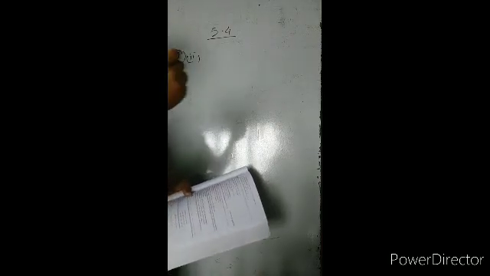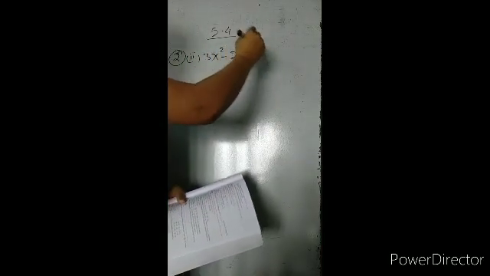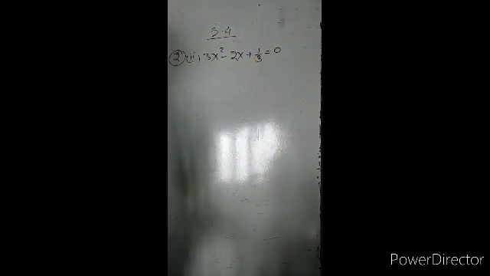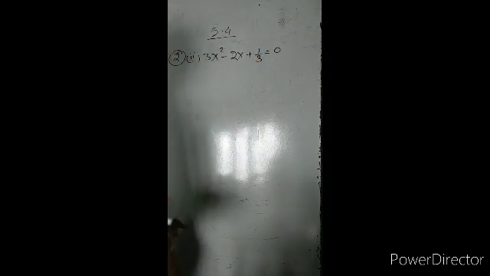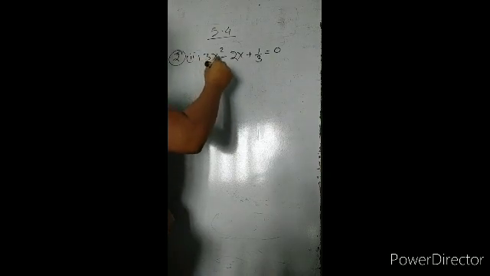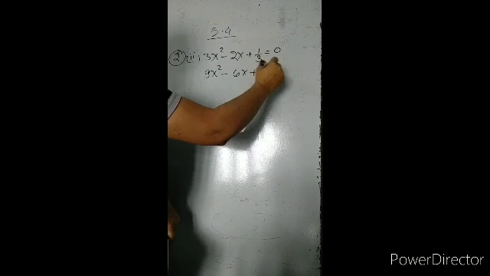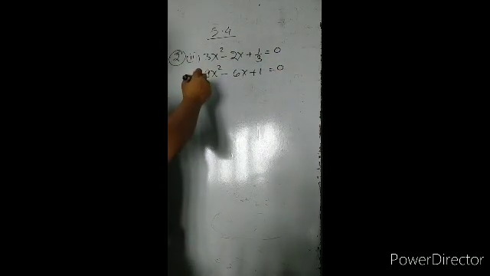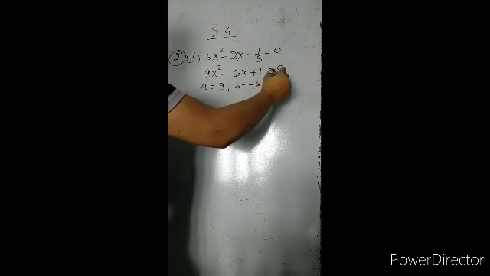The equation is 3x square minus 2x plus 1 by 3 is equal to 0. First we have to make this equation standard, by multiplying each and every term by 3. It is 9x square minus 6x, then 3 cancels, 1, that is 3 into 1 by 3 is 1, plus 1 equal to 0. So this is the same equation. A is 9, B is minus 6 and C is 1.